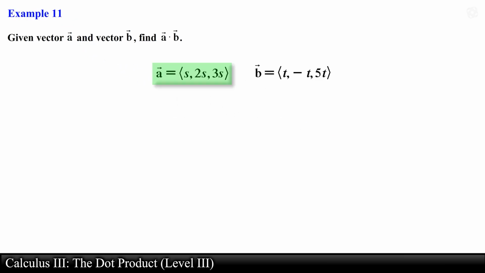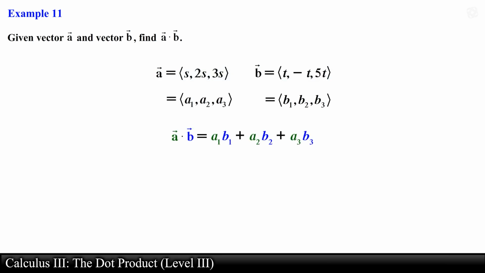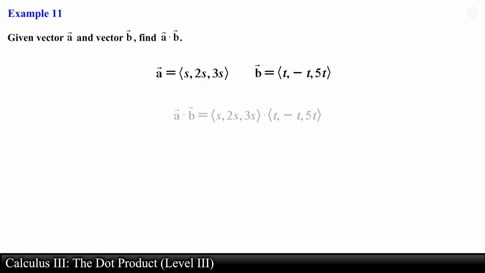Okay, here we have vector A with components equal to s, 2s, and 3s, and vector B with components t, negative t, and 5t. This might seem a little bit confusing since we do not have real numbers representing the components. In this case, they have been replaced by variable expressions. All this means is that the dot product is going to simplify to a variable expression as opposed to a scalar. So we go ahead and use the component definition of the dot product.